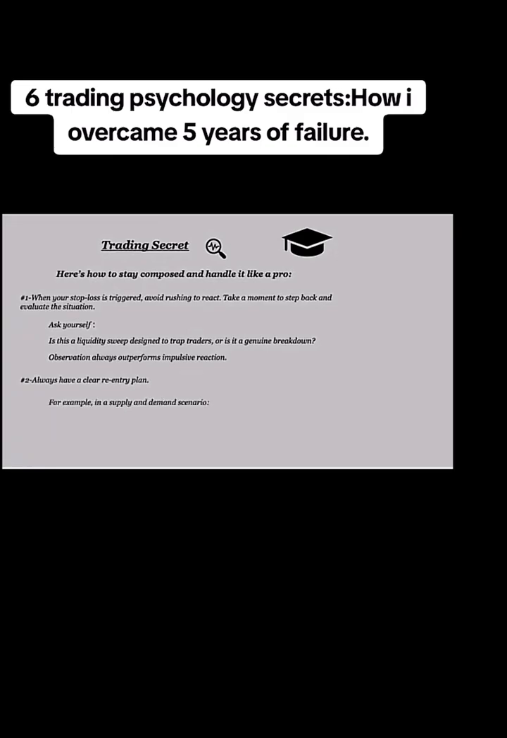When your stop loss is triggered, avoid rushing to react. Take a moment to step back and evaluate the situation. Ask yourself, is this a liquidity sweep designed to trap traders, or is it a genuine breakdown? Remember, observation always outperforms impulsive reaction. Always have a clear re-entry plan. For example, in a supply and demand scenario, if the market closes back above your demand zone after the dip, that's your signal to re-enter. Make your move strategically, keeping emotions out of the equation.